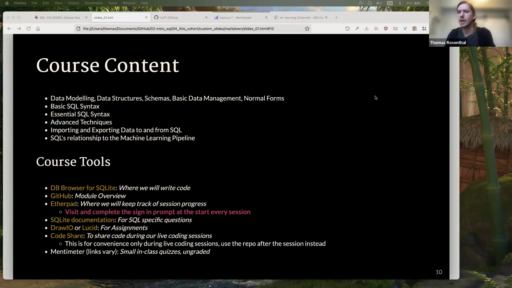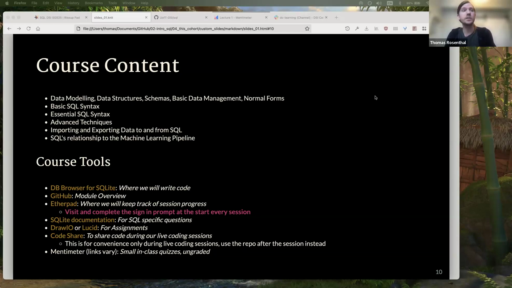There's also some content that I don't think we'll get to, maybe in the 5th, depending on timing, on how to use R and/or Python together with SQL. But I'll tell you, it's fairly straightforward in terms of making those connections. I'm going to talk a little bit about SQL's relationship in the machine learning pipeline, as that's certainly some people's interests. Here's some of the tools we'll use.